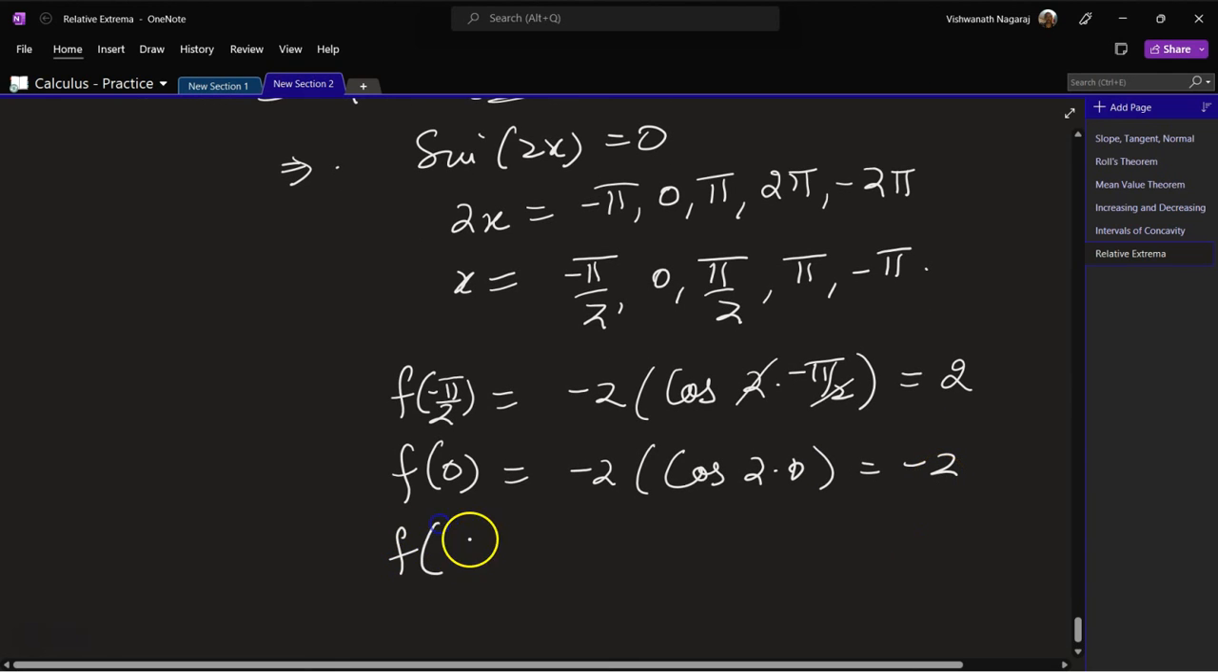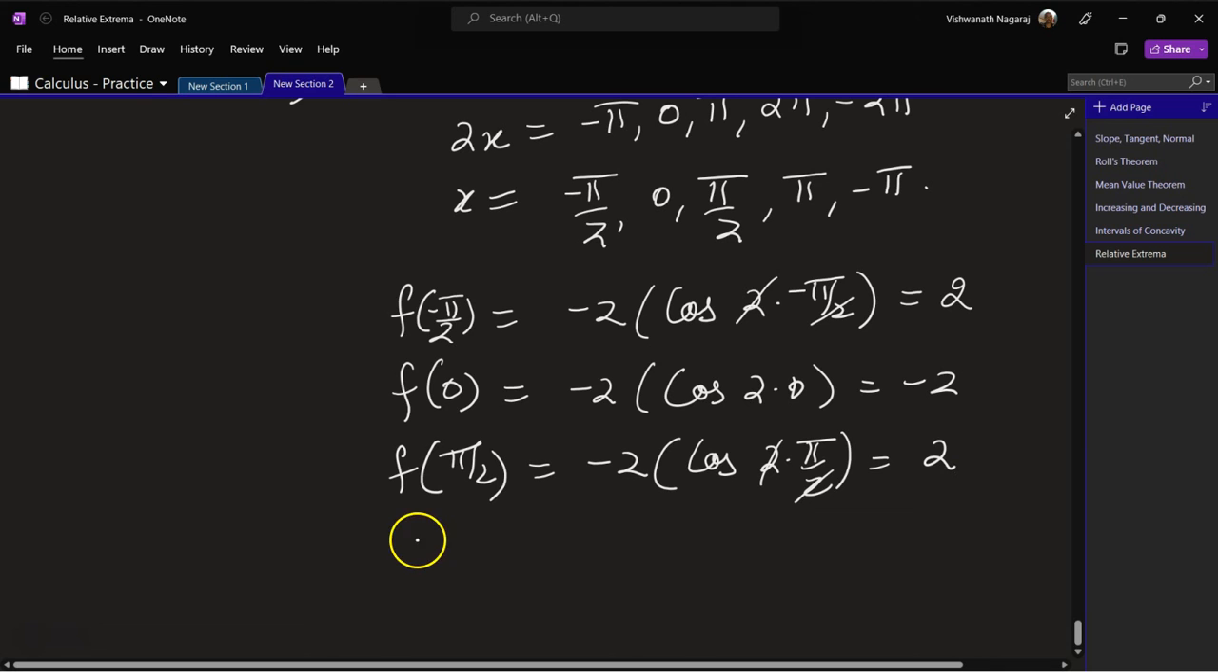Okay. F of pi by 2 is equal to minus 2 times cos 2 times pi by 2. So the 2s cancel. Cos pi is minus 1. So minus 1 times minus 2 is plus 2. So plus 2. Now let's look at pi and minus pi.